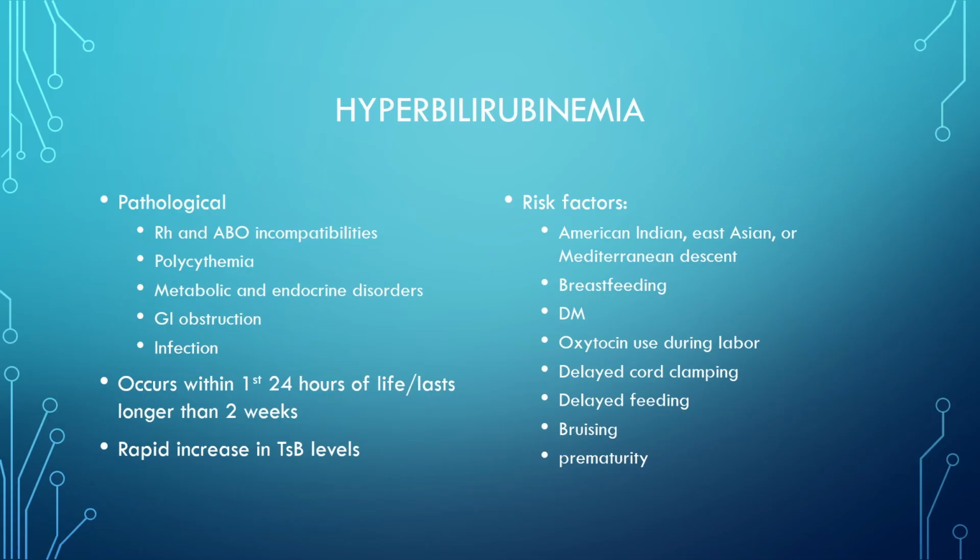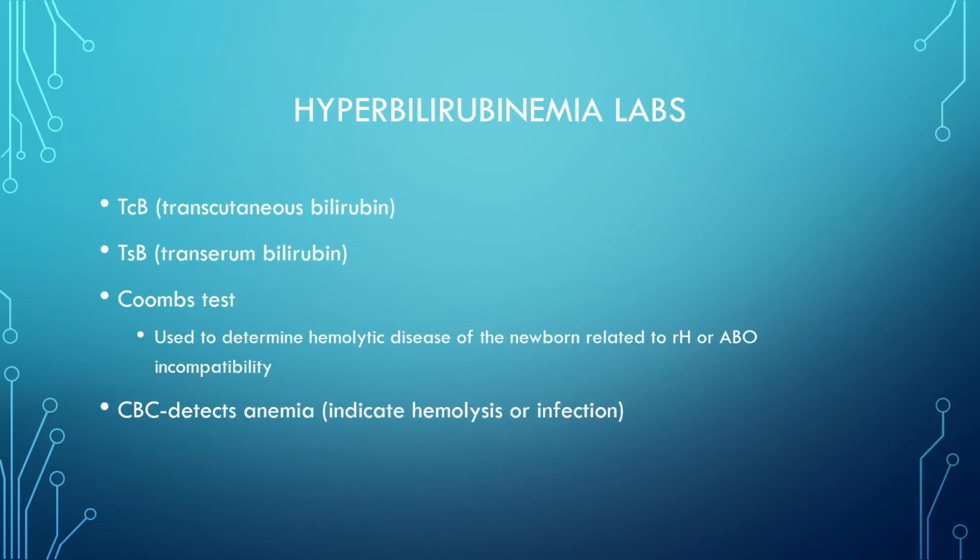Risk factors that a patient might develop hyperbilirubinemia. There are certain ethnicities, so American Indian, East Asian, or Mediterranean descent are at a higher risk of getting this. Breastfeeding babies, if moms have diabetes, if oxytocin was used during labor, delayed cord clamping, delayed feeding, bruising, and prematurity. They can all cause this hyperbilirubinemia to form.